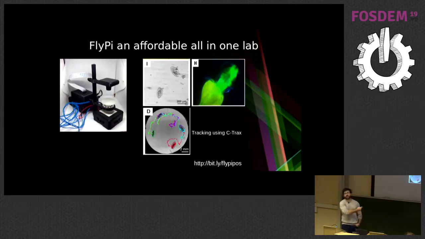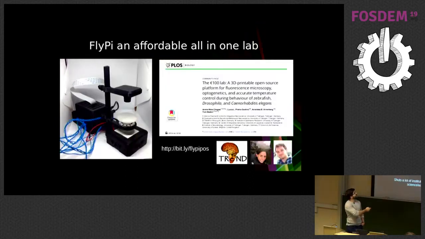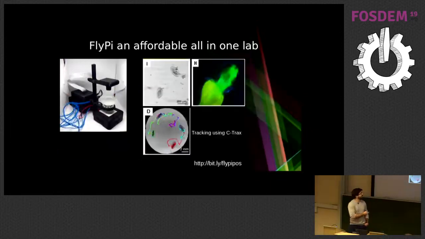And you can also do fluorescence. If you remember, I showed that if you want to do fluorescence with a regular microscope, you need at least 15,000 euros. And I don't know if I mentioned, but if you source everything from Chinese distributors, you can build all of this for 100 euros. It's completely open source, obviously.